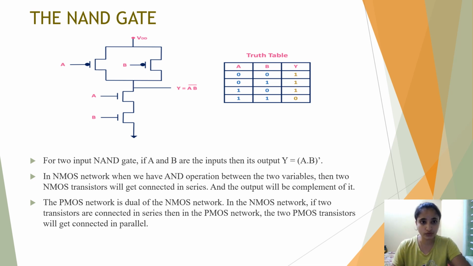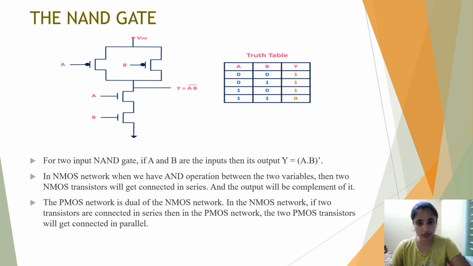In the case of the NAND gate, the PMOS transistors are connected in parallel, where the PMOS transistors are connected to VDD. The NMOS transistors are connected in series, and the output is Y equals (AB)'. So this is the truth table for the NAND gate. When the input is 0 0, the output is 1. When the input is 0 1, the output is 1. When the input is 1 0, the output is 1.